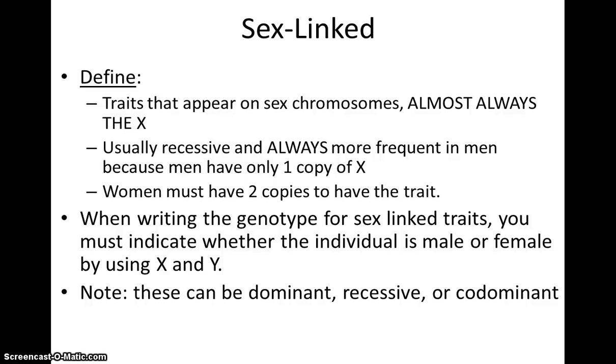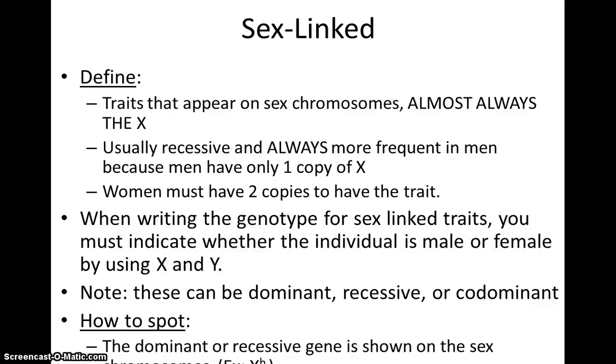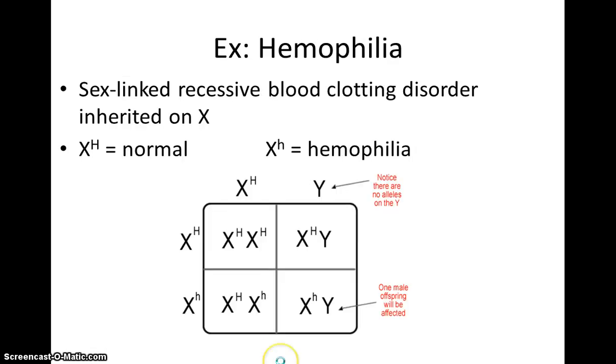So how you're going to know that this is a little bit different, when you actually write out the genotype for sex-linked traits, you have to indicate not only is it a male or female, so X or Y, but you'll also actually put the trait on the X or the Y, and so that's how it'll look different. And just a note with these, I said recessive, that's the most common one. We are going to see cases, though, where they're dominant. They actually can be codominant as well, so it gets a little more complicated. And how you can spot these, the dominant or recessive gene is going to be on the sex chromosome, and this is just cut off here. We're going to see it again in a second. Like you would write the X and then the letter as a superscript. So we'll see that in a second.